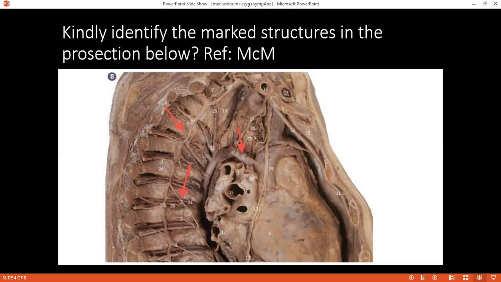I can identify the anterior part of the mediastinum, the middle and posterior mediastinum, and the superior mediastinum. Yes. All right, good.